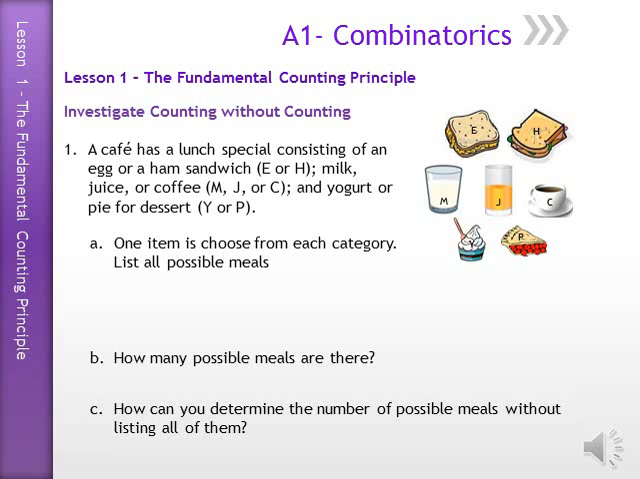We will write a series of 3 letters, the first for the type of sandwich, E or H, the second letter, M, J, or C, for the type of beverage, and the third letter, Y or P, to denote the type of dessert. Try to write these out in a logical sequence.